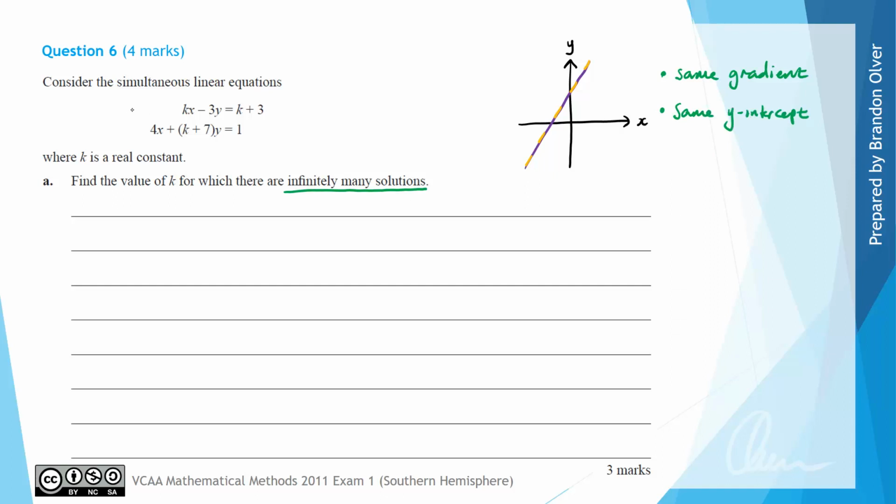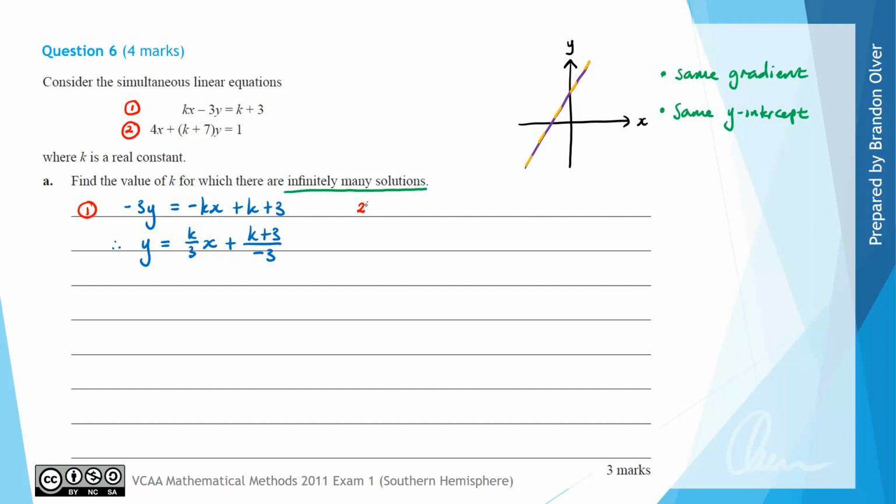If we consider this to be equation 1 and this to be equation 2, for equation 1 we can rearrange it into gradient-intercept form so that we can use our criteria to find the values of k for which there are infinitely many solutions. So we would have minus 3y equals, subtracting kx from both sides, negative kx plus k plus 3. Therefore y, if we get it by itself, we do that by dividing by negative 3. So we'll have positive k on 3 x plus k plus 3 divided by negative 3.